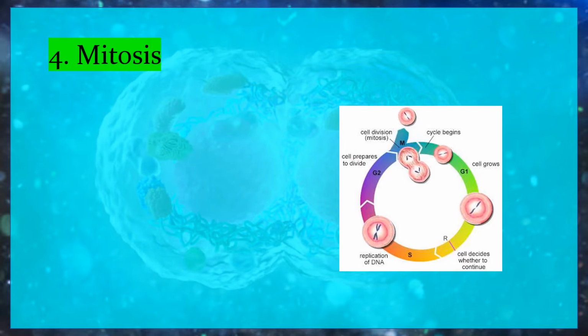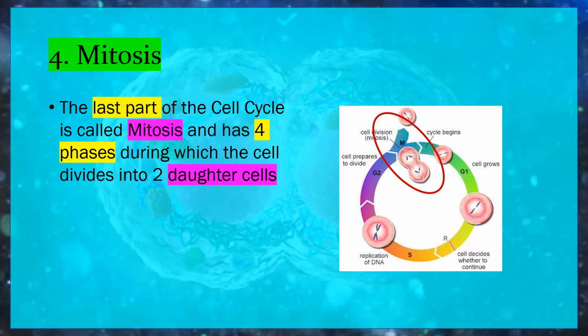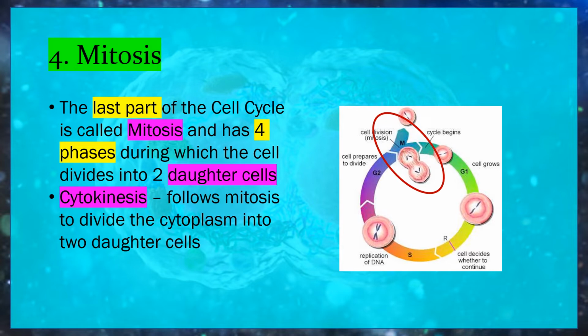Then we have stage 4, mitosis. This is the last part of the cell cycle, and it has 4 phases, during which the cell divides into 2 daughter cells. Then we have cytokinesis. This follows mitosis to divide the cytoplasm into 2 daughter cells.